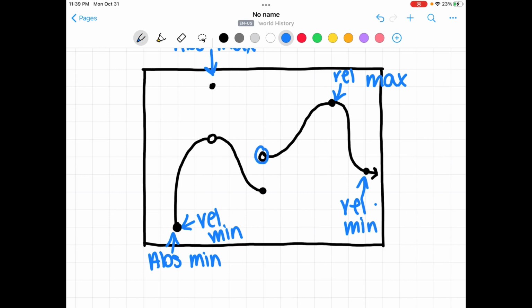If this point just so happened to be a little bit lower than this point, it would still not be a relative minimum because it is a hole, and holes are not actual values.